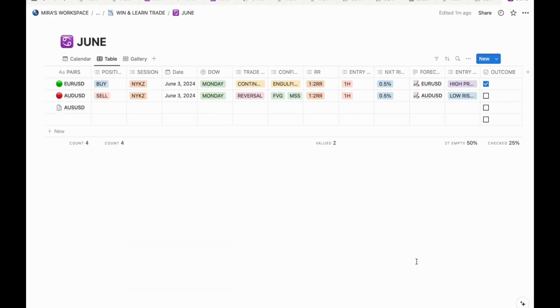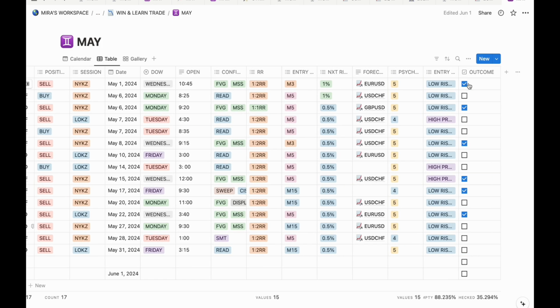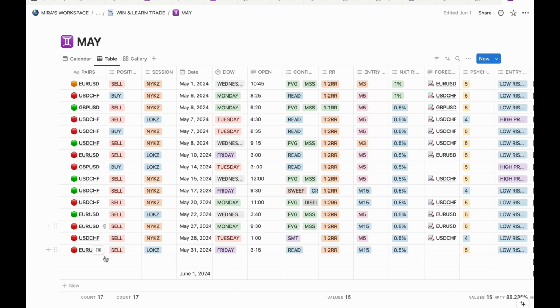We're starting off with how I journal both my win and my loss trades. As you can see, first of all, if you go back to May, we have this check box, and the win rate was 35.374%, and these were all the trades.